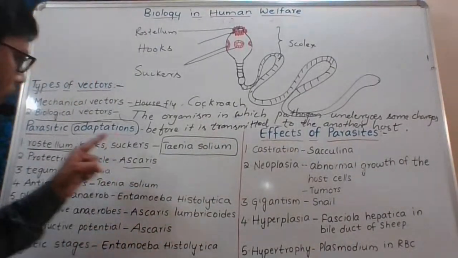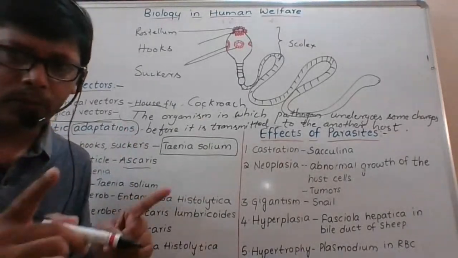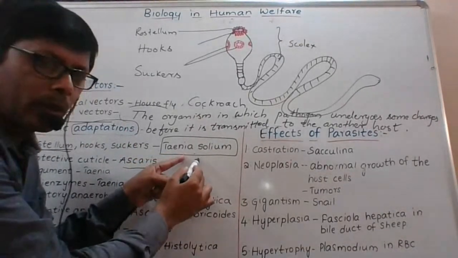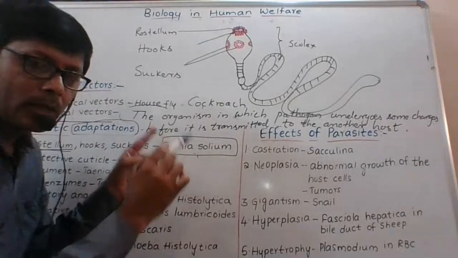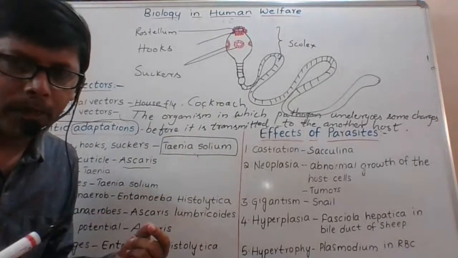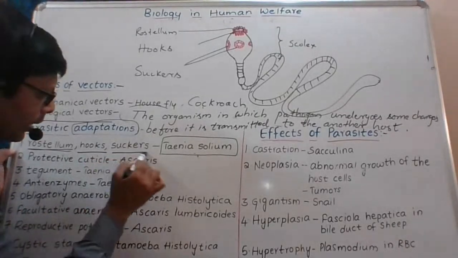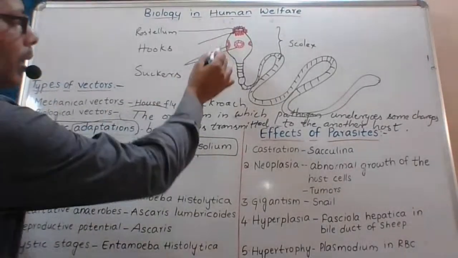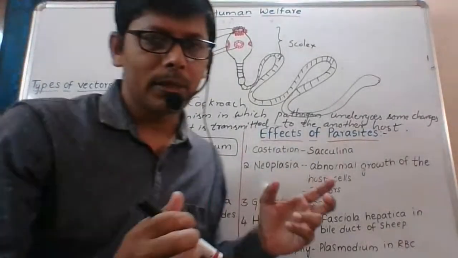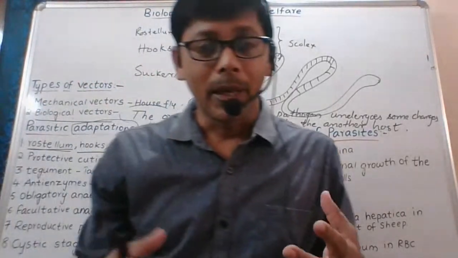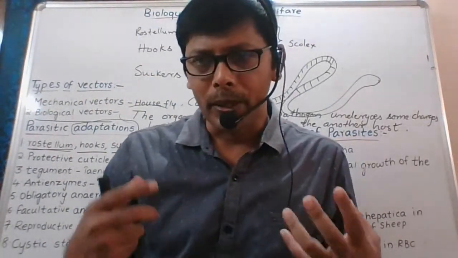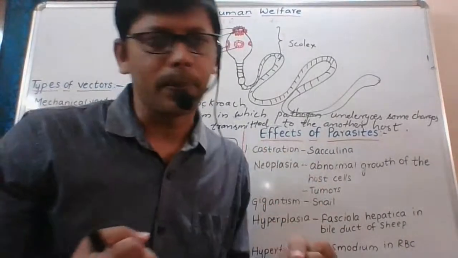Okay, this is the first point. Parasitic adaptation, the first one. Taenia solium is a parasite. It shows parasitic adaptation. What are they? It consists of hooks, suckers, and rostellum. Okay, why are these structures there? To attach to the internal organs, the local attached organ.